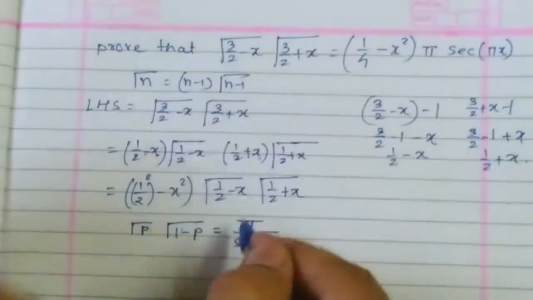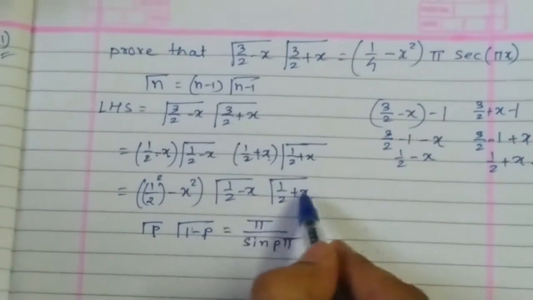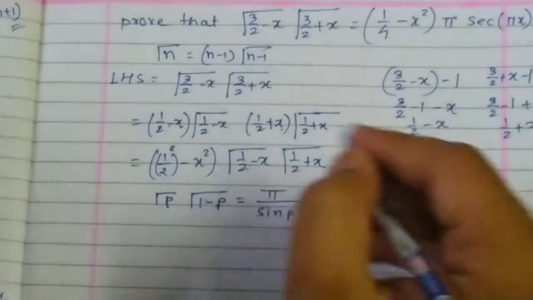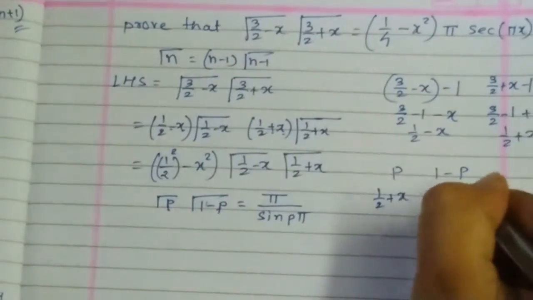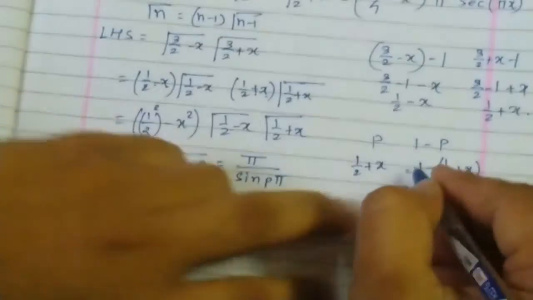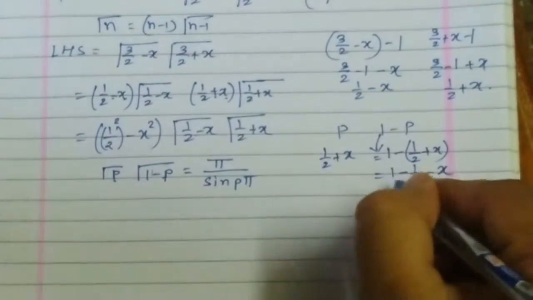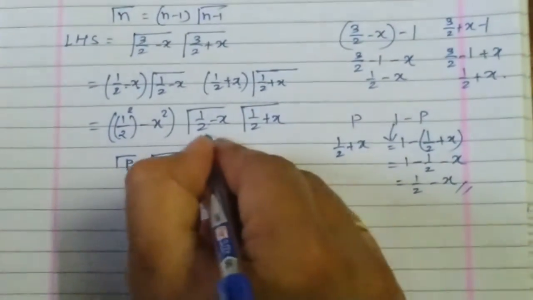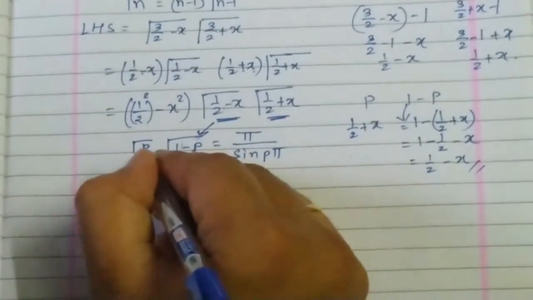Can you observe the terms like gamma of p and gamma of 1 minus p? Means, can I express these terms as p and 1 minus p? See, if I am taking p as 1/2 plus x, then what is 1 minus (1/2 plus x)? This is 1 minus 1/2 minus x. What is 1 minus 1/2? So 1/2 minus x.